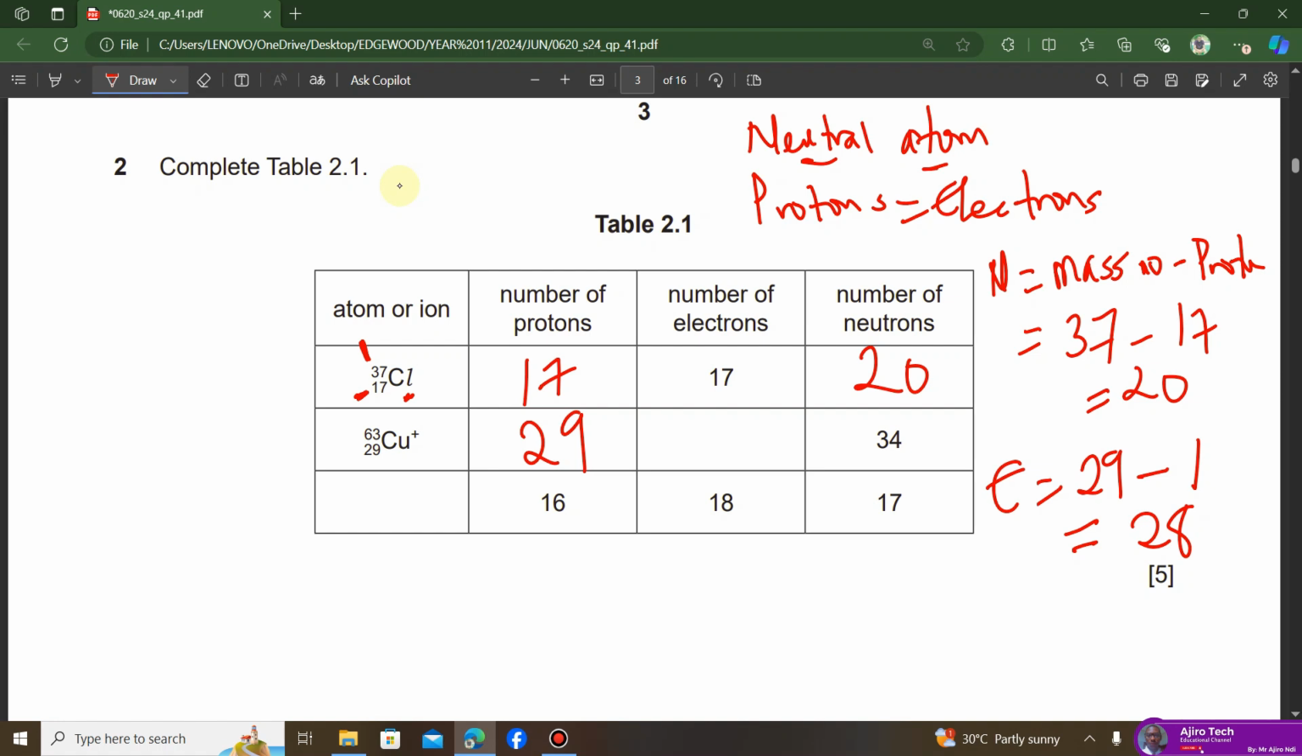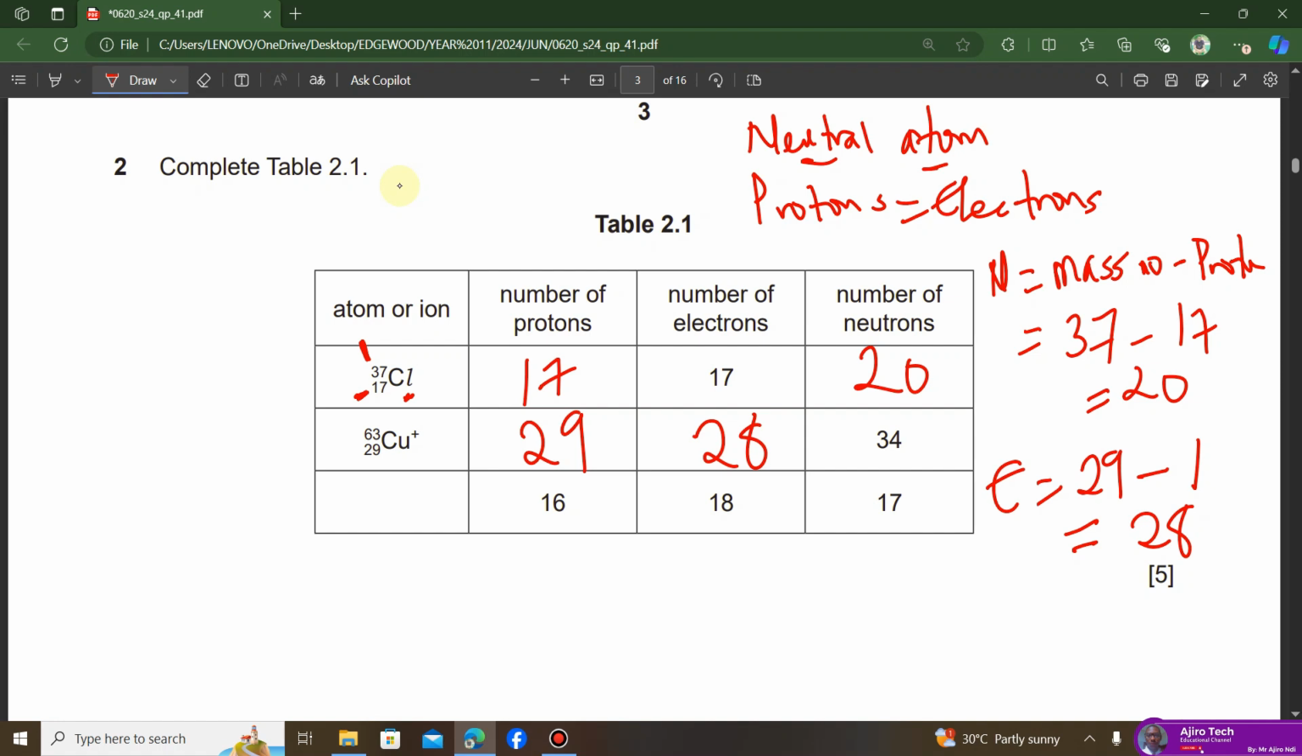So when there is a positive charge, it means it has given out a single electron, and therefore the number of electrons there is 28. Okay, for the last one, we have to complete the atom or ion column precisely.